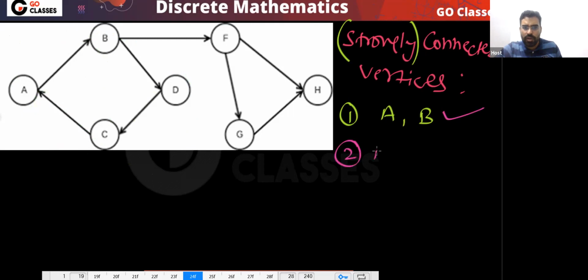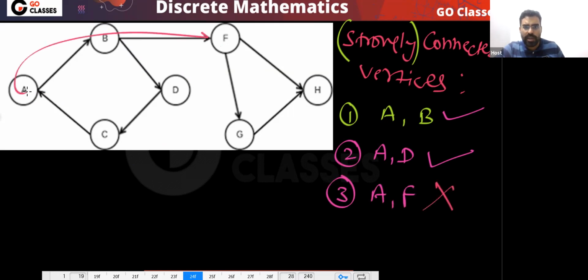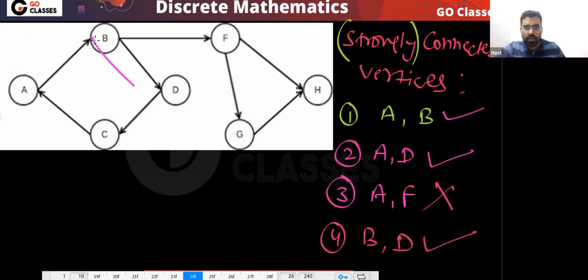What about A, D? Yes, you can go from A to D, and you can also go from D to A. So they are also connected. What about A, F? No, because you can go from A to F, but you cannot go from F to A. What about B, D? Yes, because you can go from B to D and from D to B. So these are also connected.